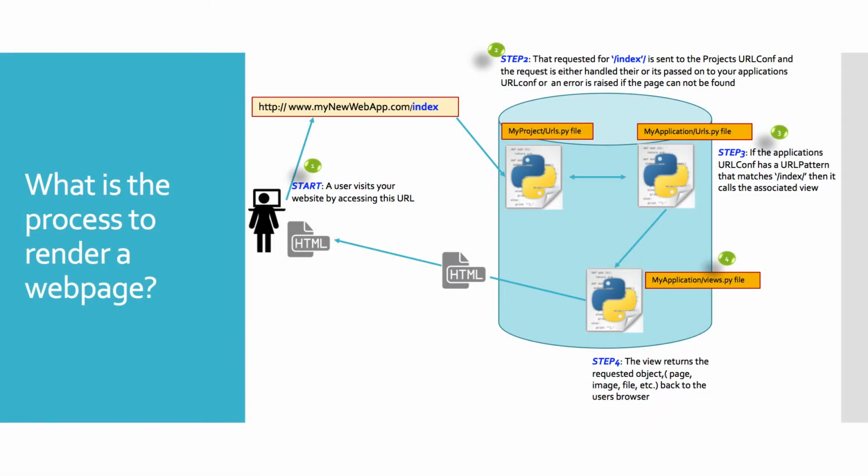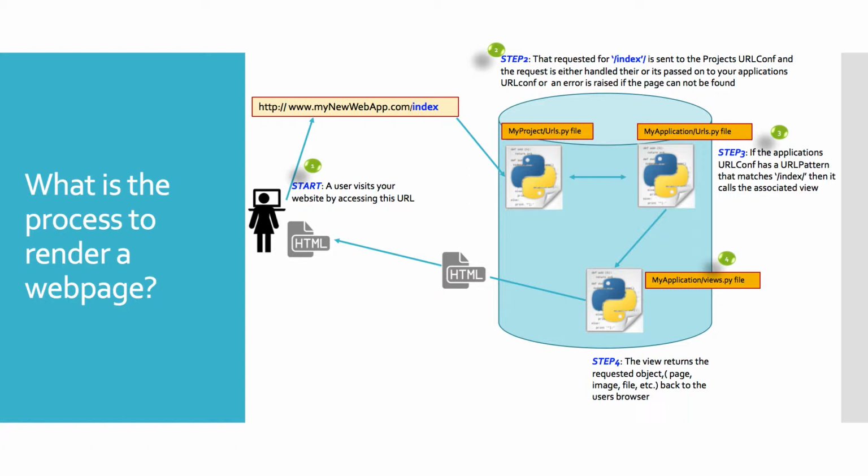So let's talk a little bit about what the process is at a conceptual level. What happens when a user makes a request at a Django-driven website? The first thing is the user visits your website by accessing the URL, possibly off your home page through another site, doesn't matter. So they go to, say, index.html. That request for index is first sent to the project's URL configuration. And the request is either handled there, or more than likely it's passed off to your application's URL configuration. Or the third option is an error might be raised.